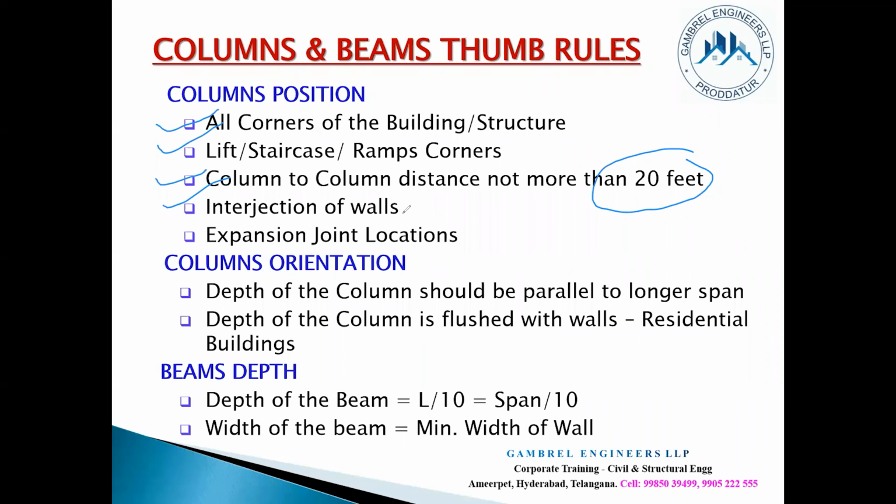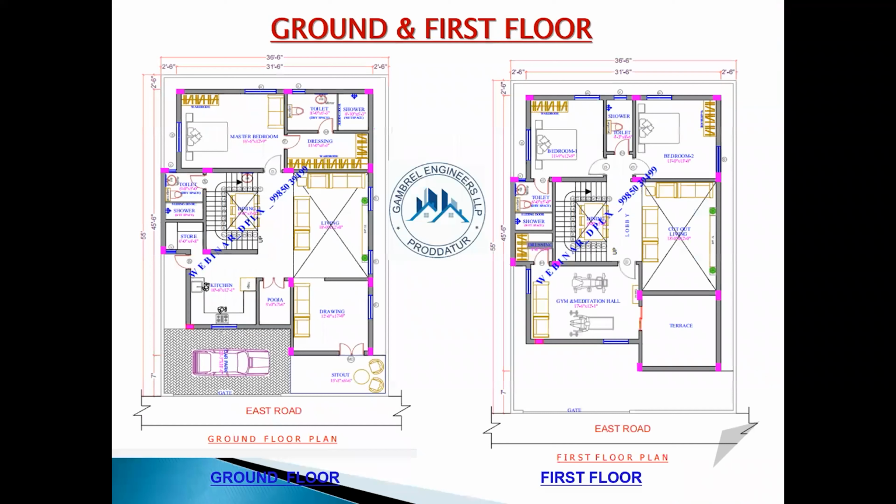Now let's get back to this. Corners of the building. This is one corner, another corner, another corner. All corners of the building, you have provided columns. Next, corners of the lift and the staircase. You have no lift, and then next is the staircase. Corners of the staircase. This is the corner. This is also a corner.